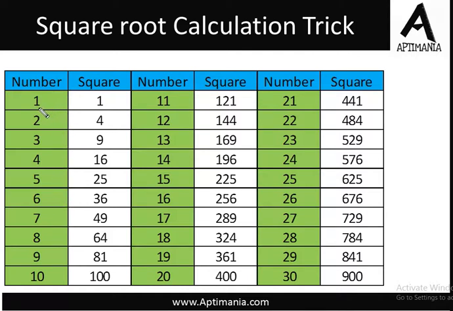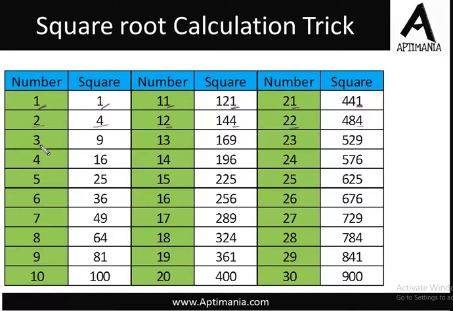Now, since the number here ends in 1, the square is also ending in 1. You can check it in 11 as well. Since the number is ending in 1, the square of that particular number is also ending in 1. In case of 21 as well, this is the same. In case of 2, the square is ending in 4. So whenever the unit digit of a number is 2, the square of that particular number will always end in 4. In case of 22 also, the square is ending in 4.